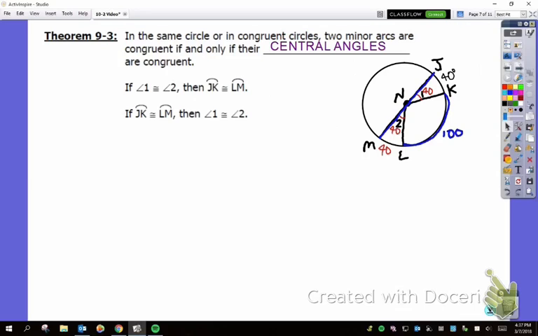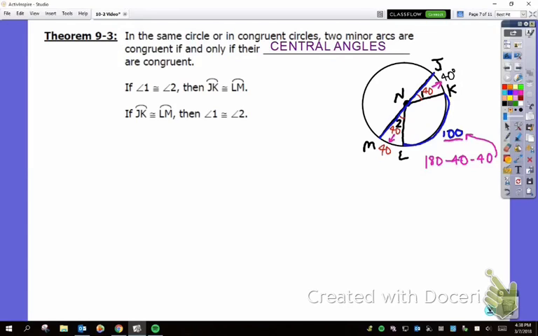Okay, the last thing I want to talk about is Theorem 9-3, as they call it. It says in the same circle or in congruent circles, two minor arcs are congruent if and only if their central angles are congruent. So I drew in this picture, and you'll see that we put angle 1 is 40 and angle 2 is 40. So if angle 1 was 40, then we knew that the arc also had to be 40. And if we know angle 2 is 40, then this arc has to be 40, making those arcs congruent. Now we found this 100 right here by saying, well, we know that half of the circle is 180 minus 40, which gave us this 100.